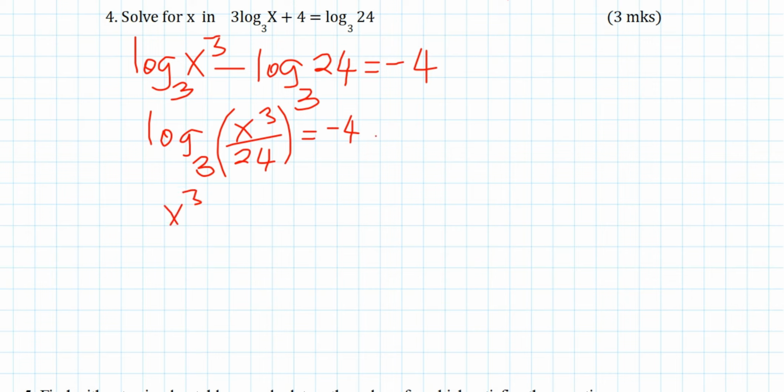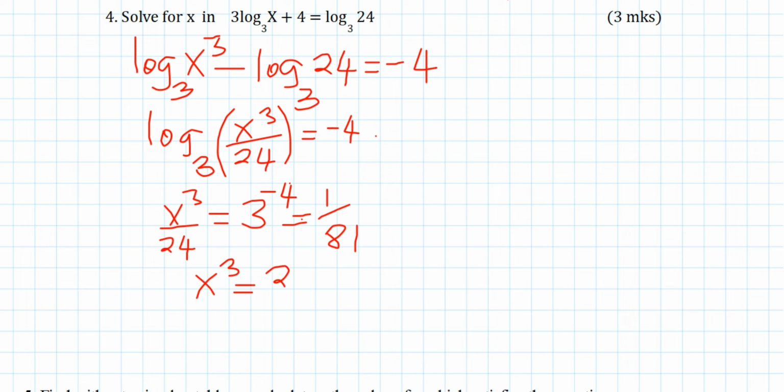So this is going to be x all over x cubed all over 24, being equivalent to 3 to the power negative 4. And then we know that 3 to the power negative 4 is equivalent to 1 all over 81, since it is 1 all over 3 to the power 4. And so in this case now, we are going to have x cubed being equivalent to 24 out of 81.